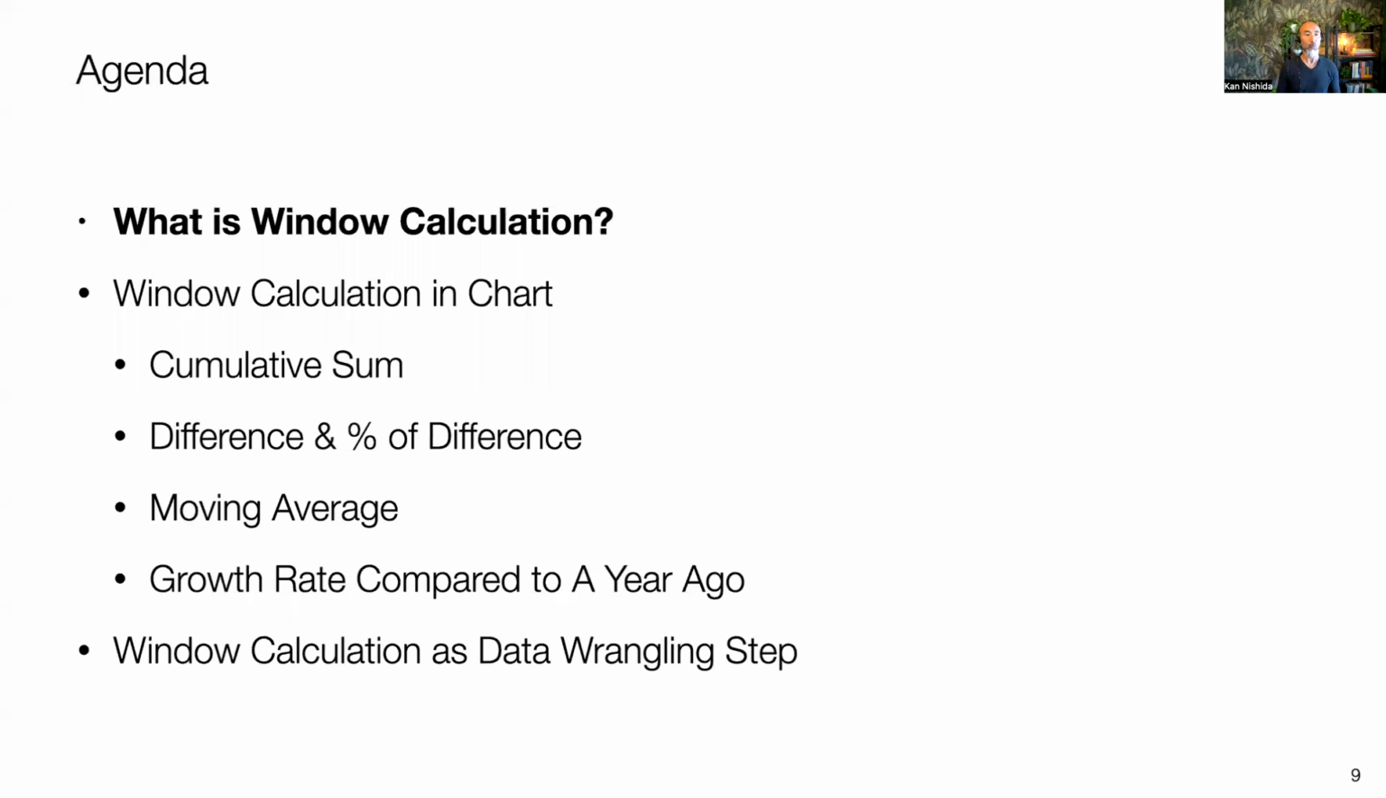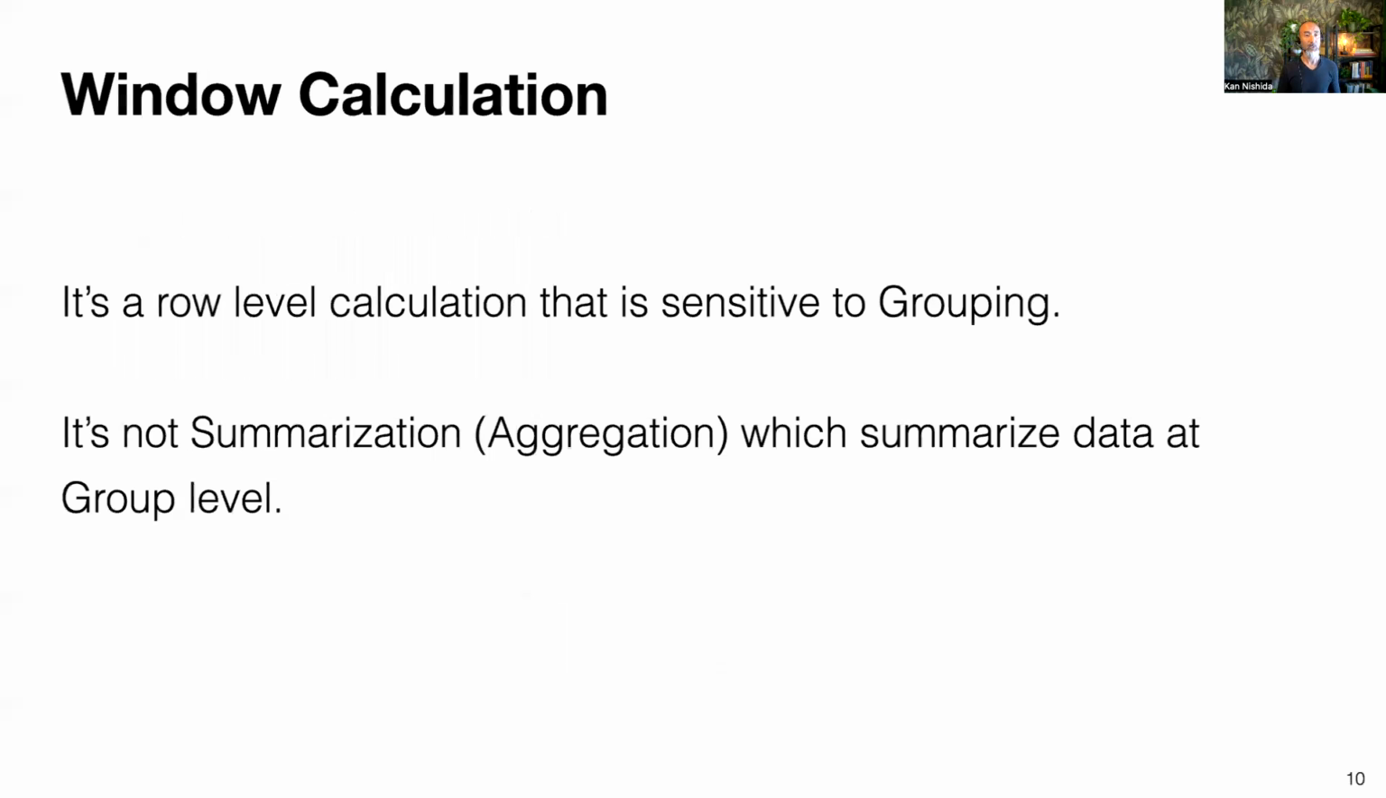Okay, let's start with what is window calculation. Window calculation is sometimes called table calculation. Maybe there are other ways to describe what this is, but it's really a row level calculation that is sensitive to grouping. So row level means it's row by row, right? What is not row level? If you come from Excel, of course everything is row level. You calculate one row, and for the next row you calculate others.